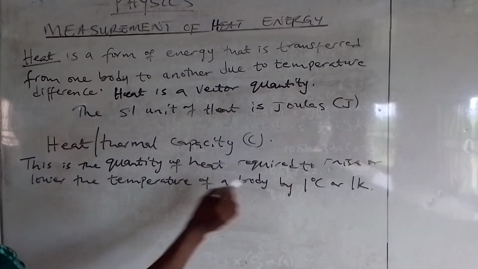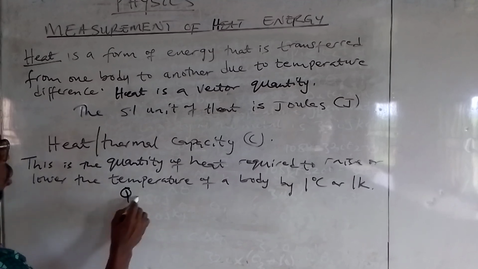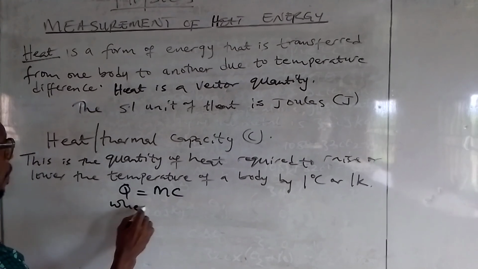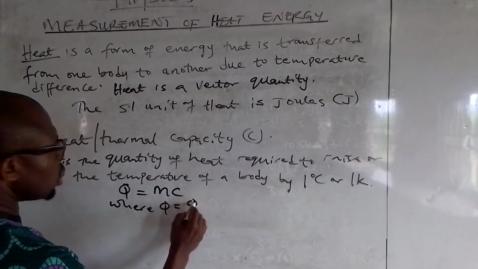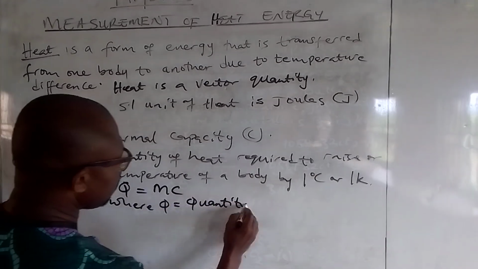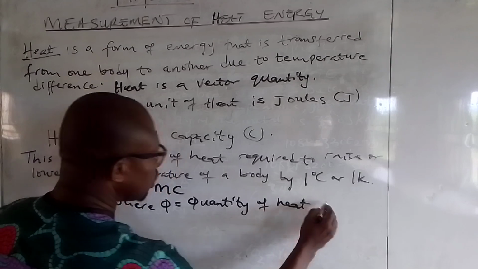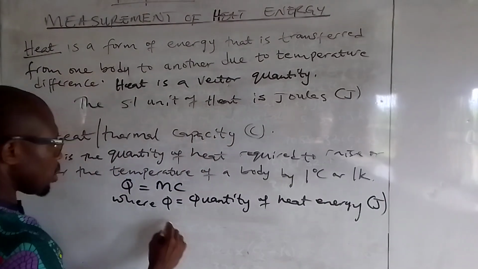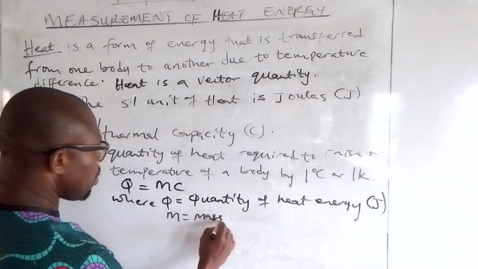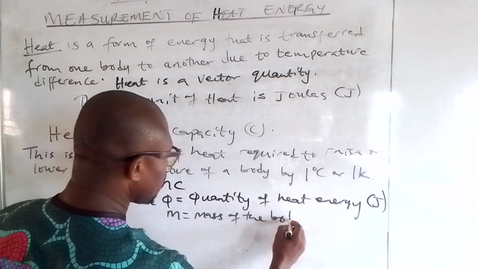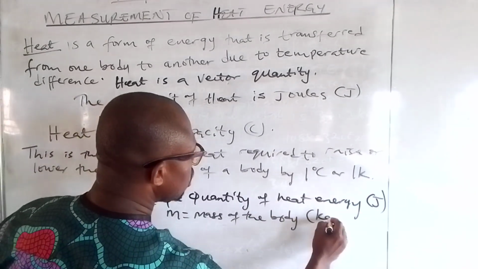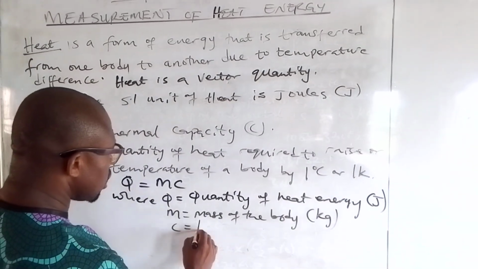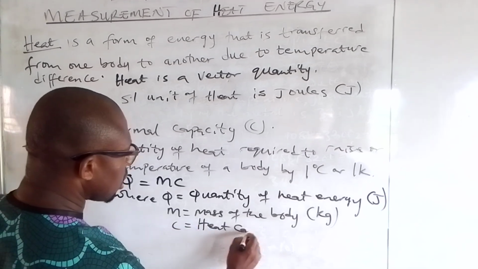Now, it is represented as Q is equal to MC, where Q is the quantity of heat measured in joules. M, mass of the body measured in kilogram. C is the heat capacity.